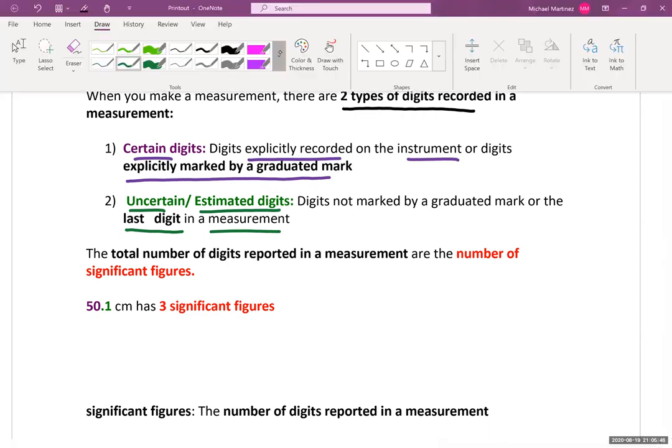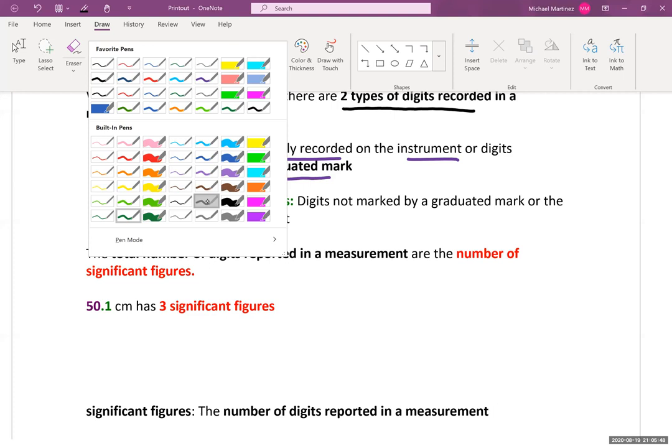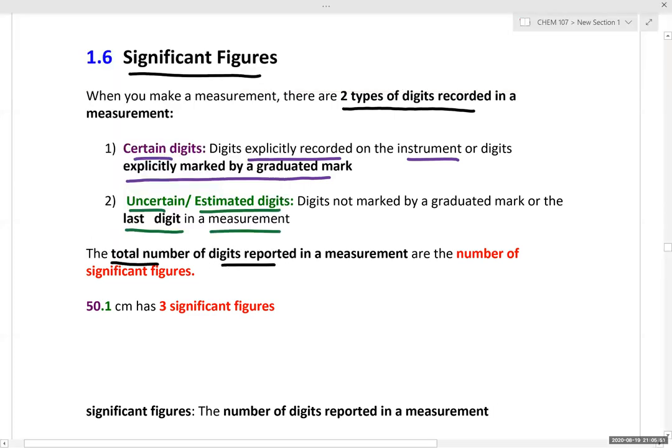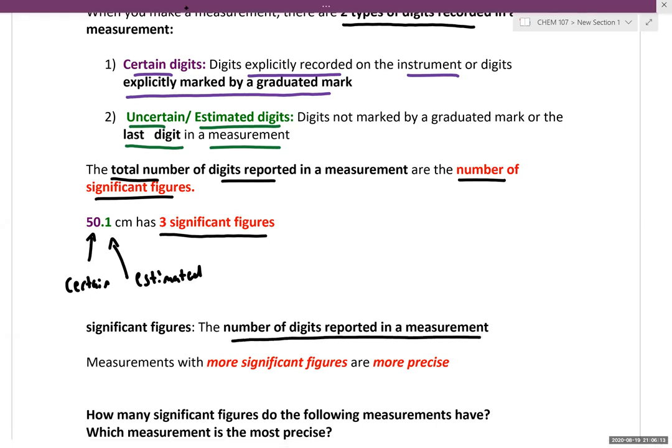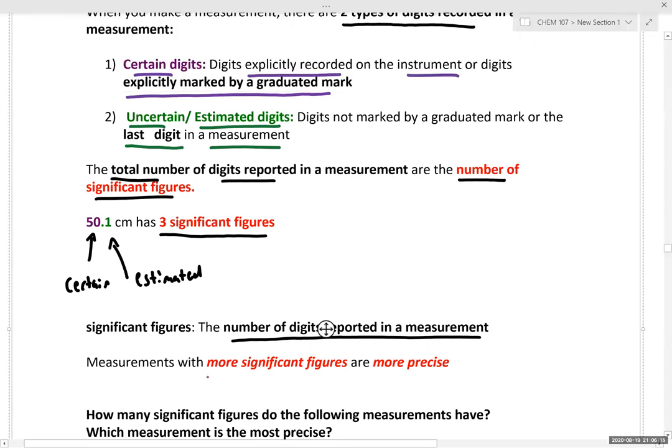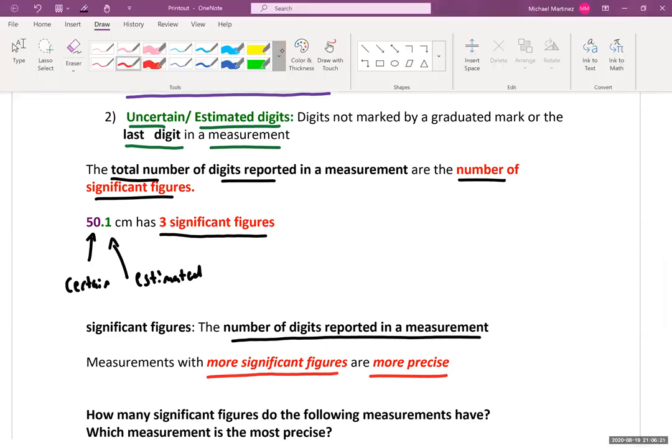The total number of digits reported is the number of significant figures. So 50.1 has 2 certain digits and 1 estimated digit. So in total, we have 3 significant figures. Significant figures, in other words, are the number of digits reported in a measurement. We often call measurements with more significant figures more precise measurements.